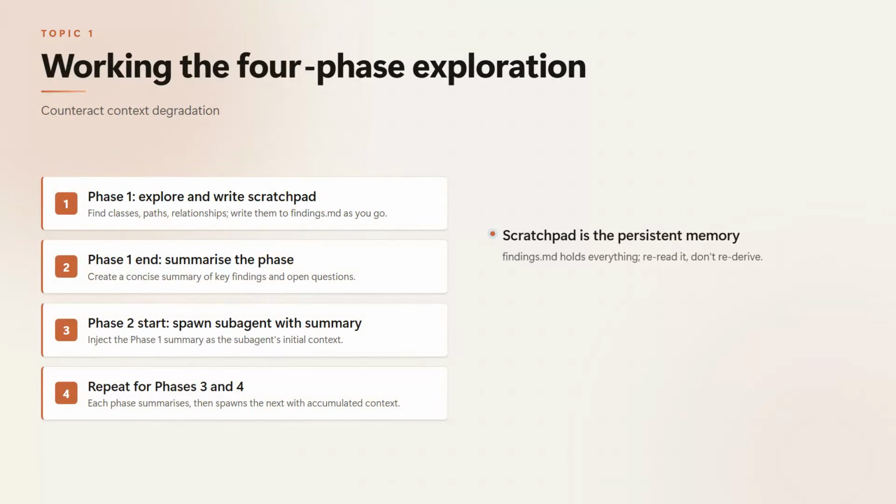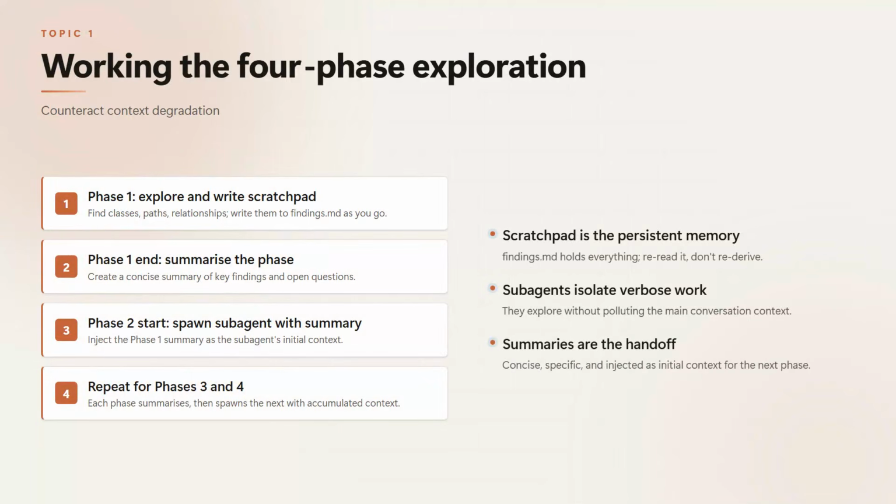In Phase 1, you explore the codebase and write every finding, class names, file paths, relationships, open questions, to a scratchpad file, say findings.md. You do this as you go, not at the end, so nothing is lost. At the end of Phase 1, you summarize, a concise paragraph of what was found and what's still open. Then you spawn the Phase 2 subagent with that summary as its initial context.